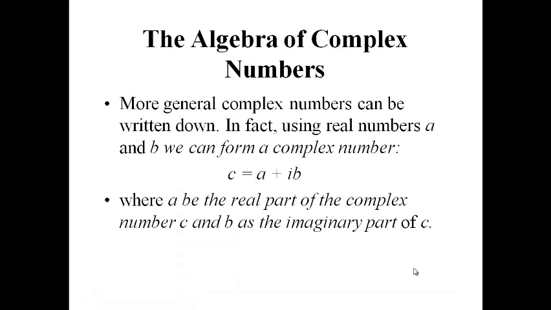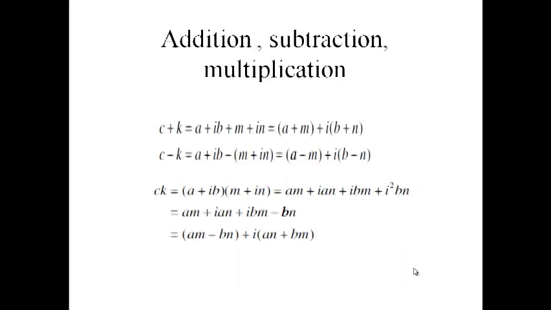The algebra of complex numbers. More general complex numbers can be written down. In fact, using real numbers a and b, we can form a complex number c equal to a plus ib. Here a is the real part and b is the imaginary part. So the number including i is called the imaginary part of c.